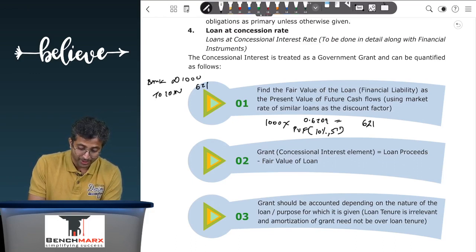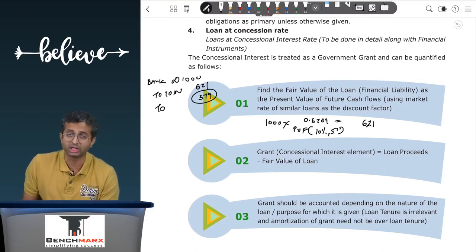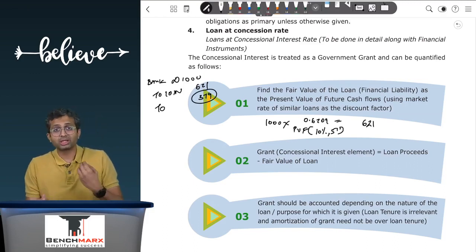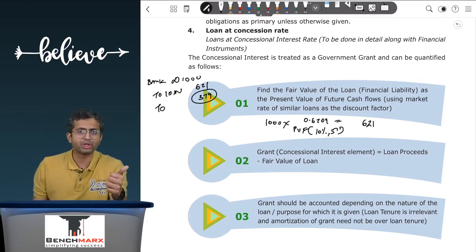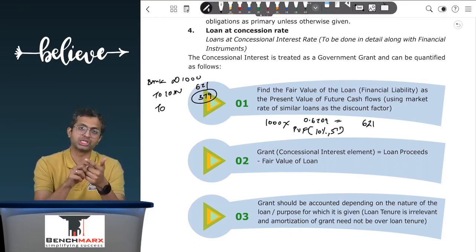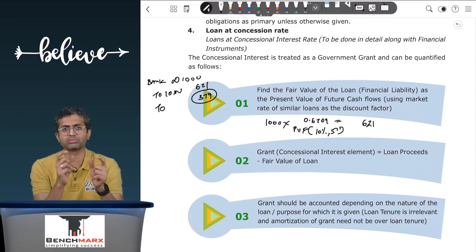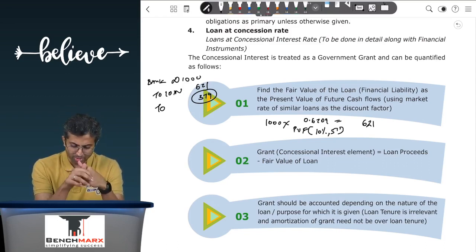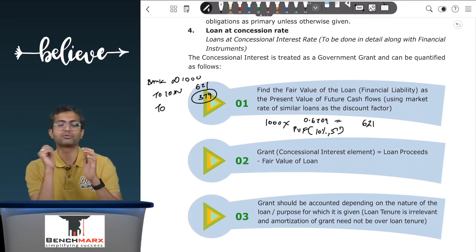So the remaining 379, for example, will be what? Well, this will be treated as grant. So you will quantify the grant by calculating the fair value of the loan, step 1. Compare that with the issue proceeds that you have received, let us say 1000, and hence 1000 minus 621, this is probably 379, will be shown as a grant. This grant will be accounted for as per Ind AS 20.